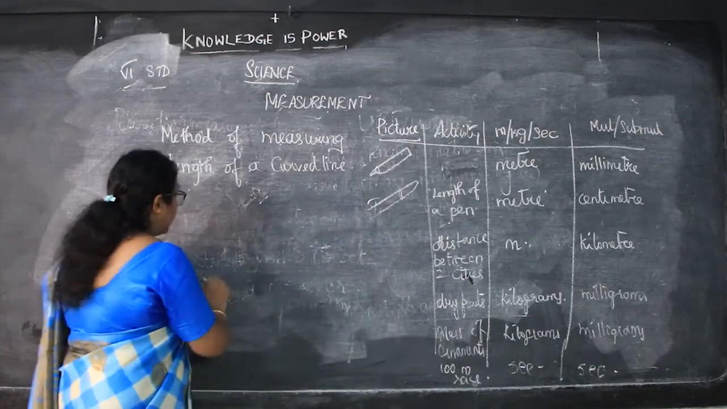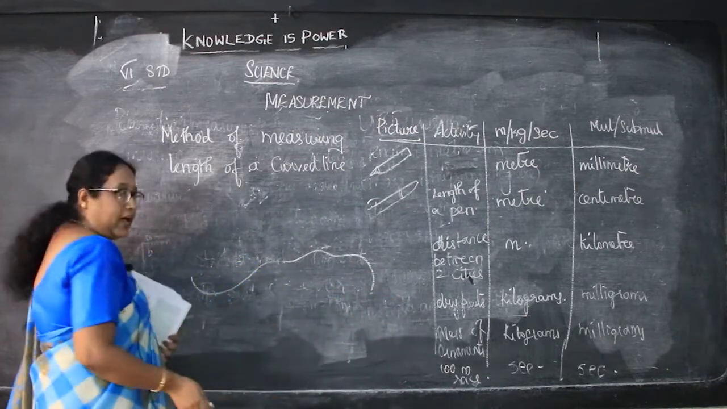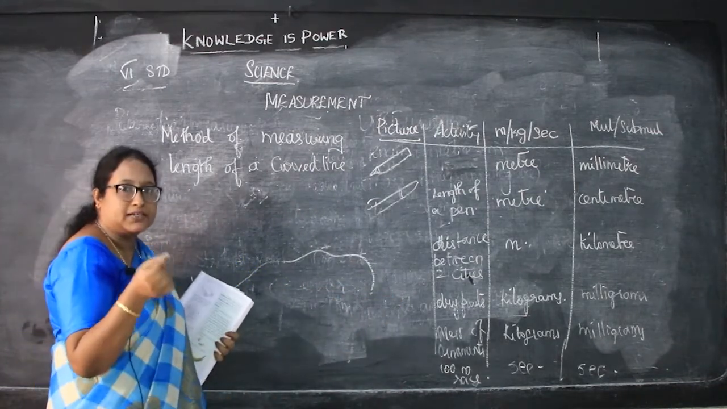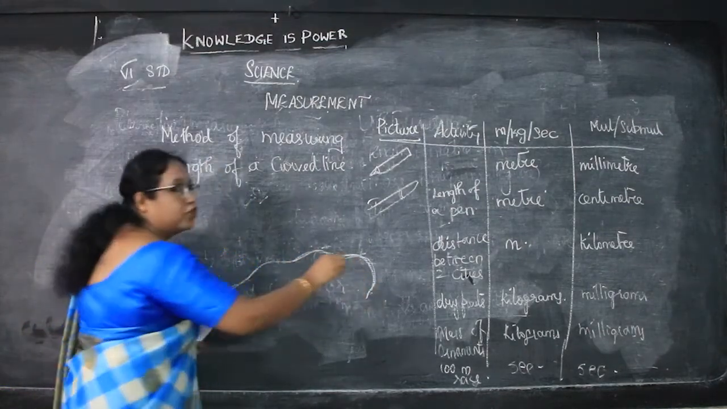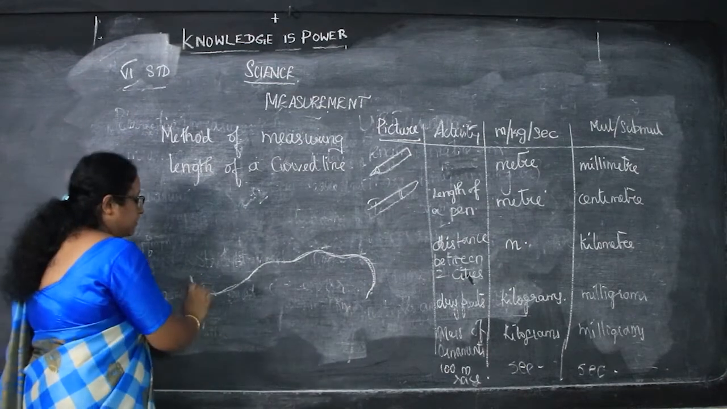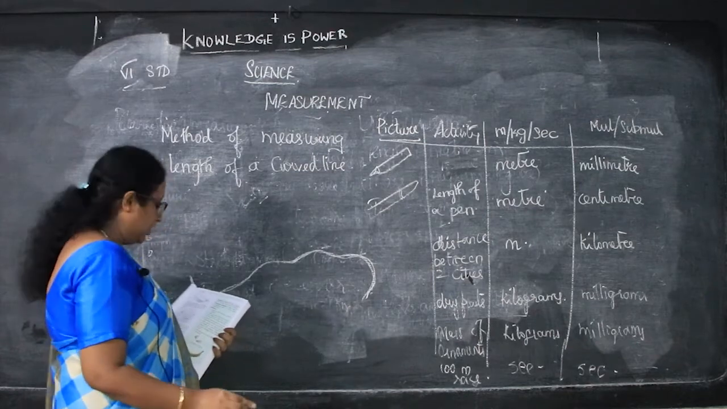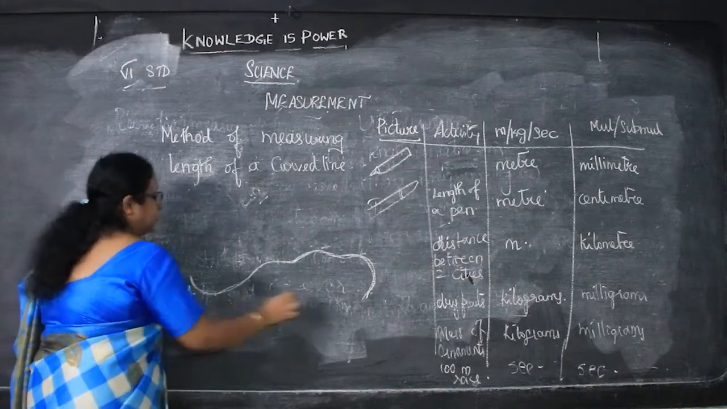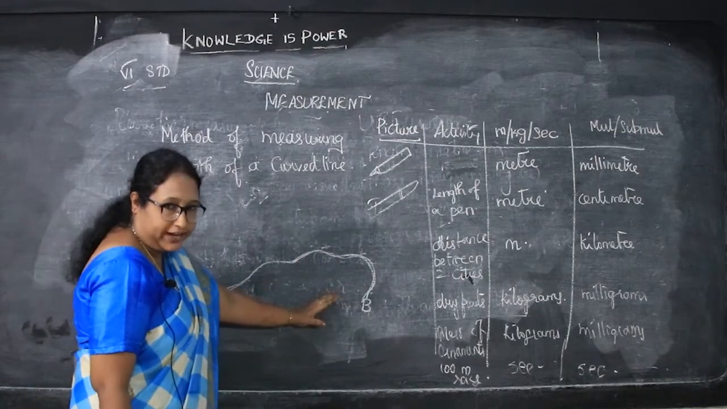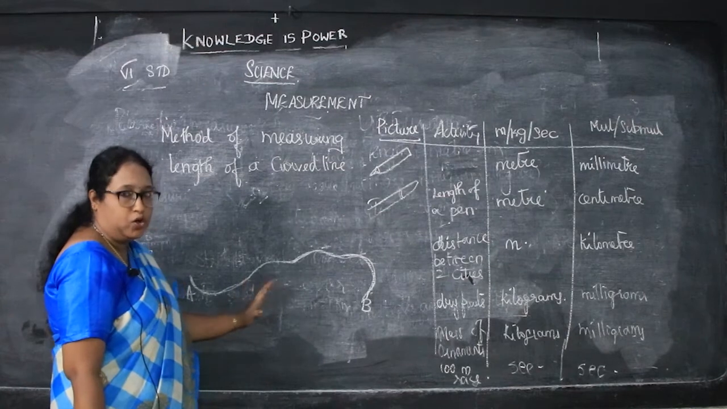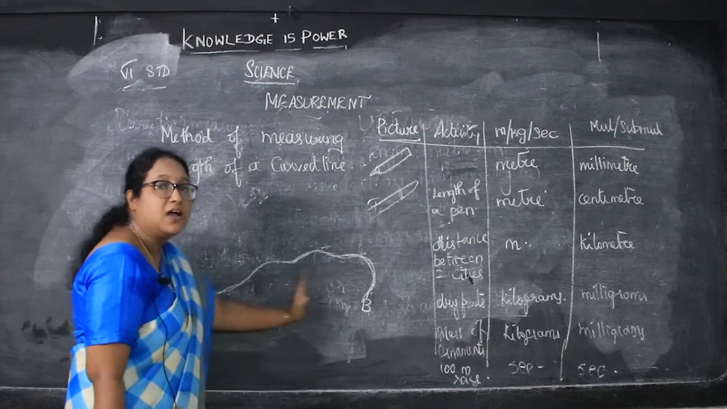Now first you have to draw a curved line on a paper. Then you have to place a string on the curved line. You have to cover it fully with the string. And you have to mark the points where it begins and ends. Do you understand, children? So you have to draw a curved line and place a string over this, and you have to mark it as A and B, one end to the other end.